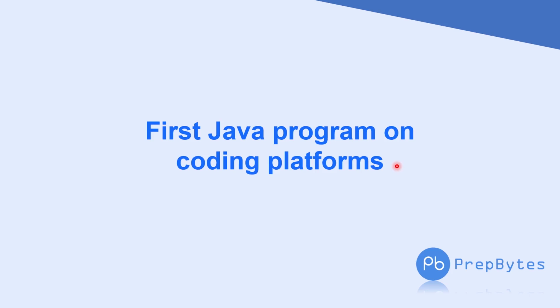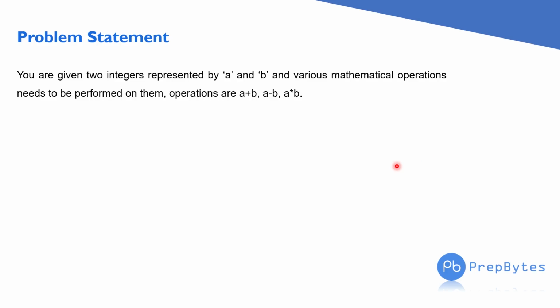Fine. So for example, the problem statement given to me is this: you are given two integers represented by a and b, and various mathematical operations need to be performed on them. Operations are addition, subtraction, and multiplication. So you are given two integers represented by variable a and variable b, and you have operations of addition, subtraction, and multiplication.